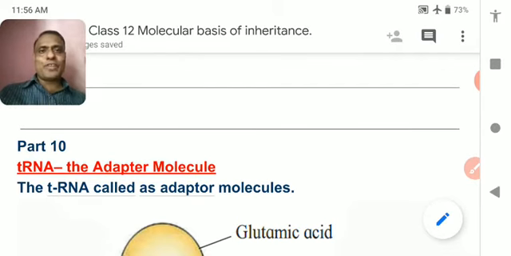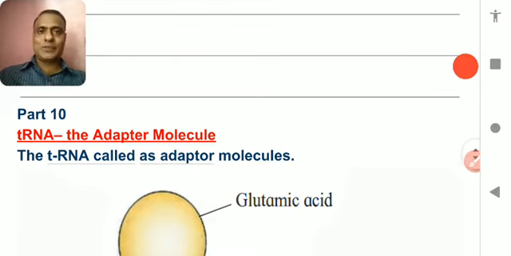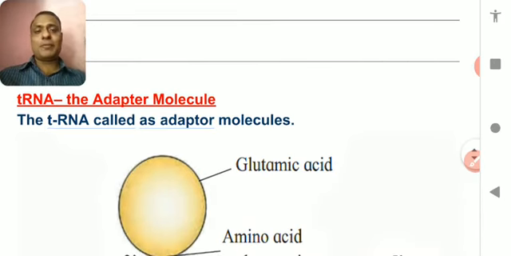Now we are going to cover part number 10 of lesson 6, that is molecular basis of inheritance. Hope you are understanding the last part that I have explained. In today's part, part number 10, we are going to understand the structure and the function of tRNA. In full form it is called transfer RNA, and in another form it is called adapter molecules, which help in showing a particular kind of arrangement of amino acids and formation of a particular kind of protein.